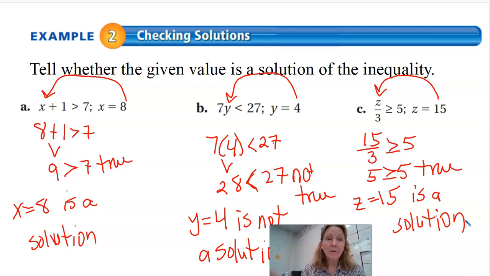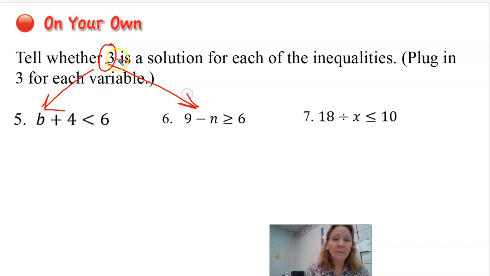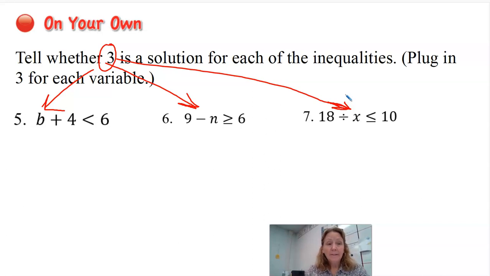Okay, now I've got some OYOs. Try these 3 on your own. Each time you're plugging in the number 3 for the variable, right? So n equals 3 or x equals 3. Pause the video, try these on your own. Tell whether the number is a solution for the inequality.